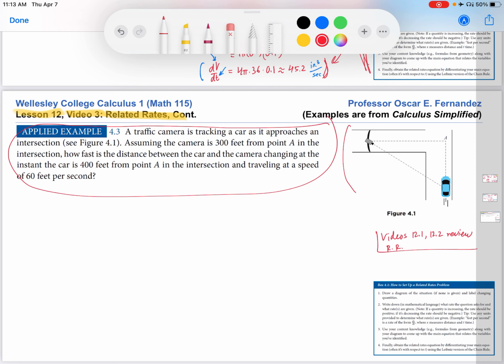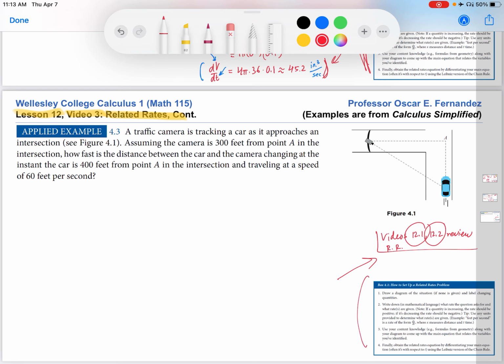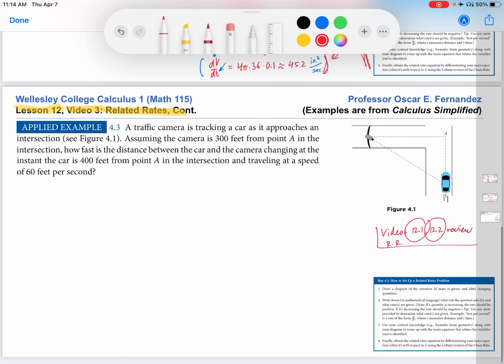So I've actually put this in here from the textbook. So, we've done, this is video 3 now in this series. We've done two before, so I encourage you to check out videos 12.1, 12.2, where I review related rates. And also I talk about this box 4.1, which is sort of a guide for how you might want to set up related rates problems that, in my experience, works in your favor. So let's go ahead and read through the example.